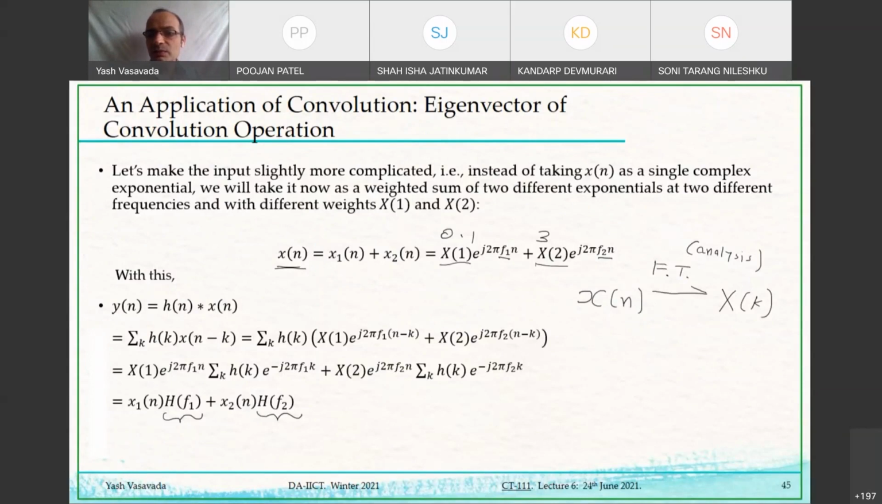And it turns out that in this particular case, when I do the analysis, I will find that x of n is made up of only 2 frequencies, f1 and f2. And those 2 corresponding complex exponentials are mixed up with the weights of 0.1 and 3. So that is the analysis viewpoint, or the Fourier transformation of x of n to get x of k. And therefore, as this equation says here explicitly, if I am given just the weights x of k, then I can synthesize x of n by doing the inverse Fourier transform, which is the synthesis viewpoint.